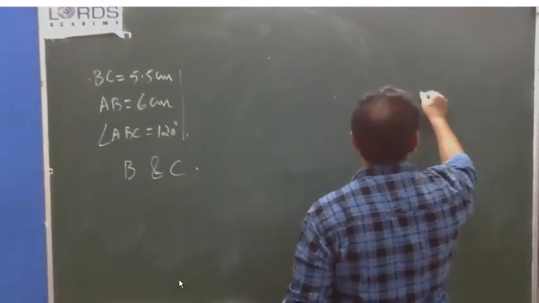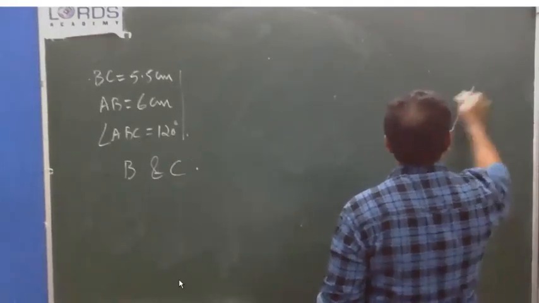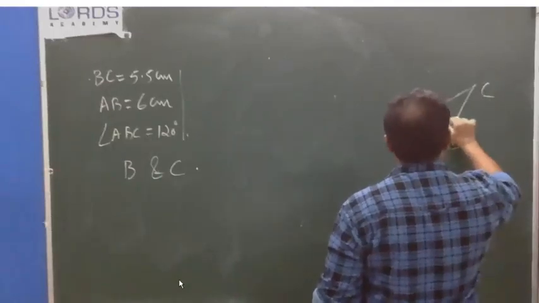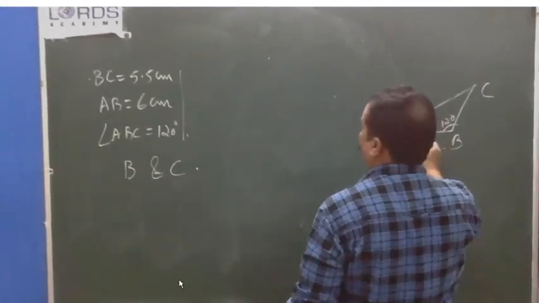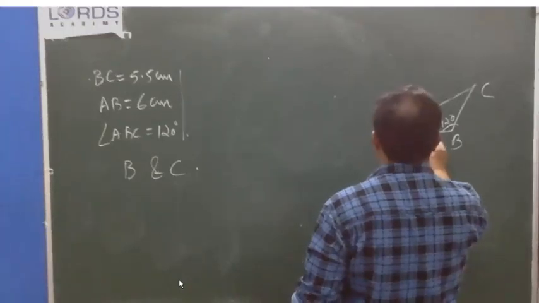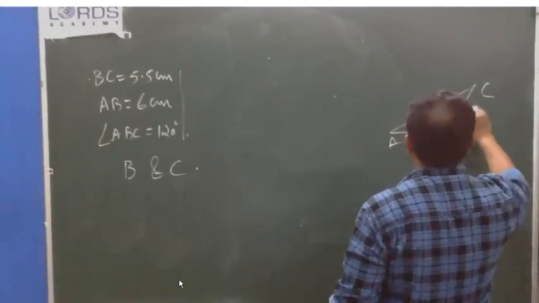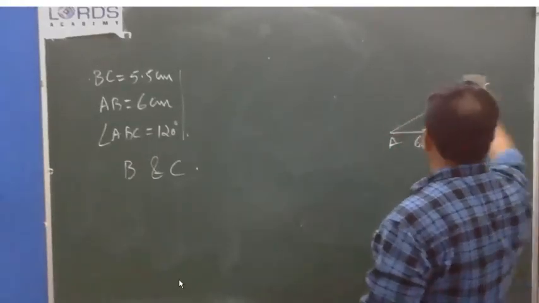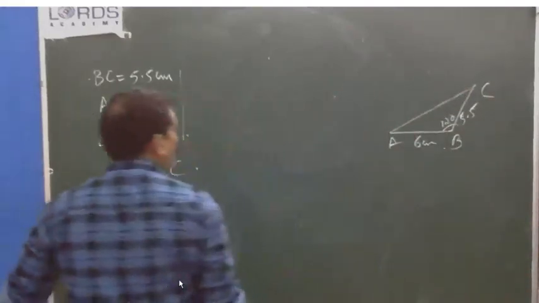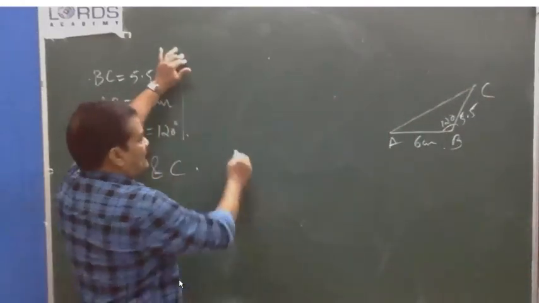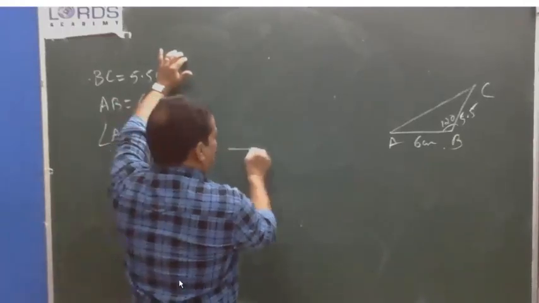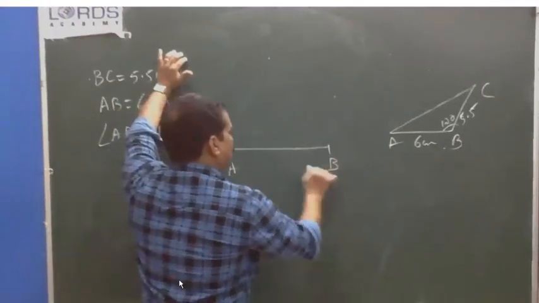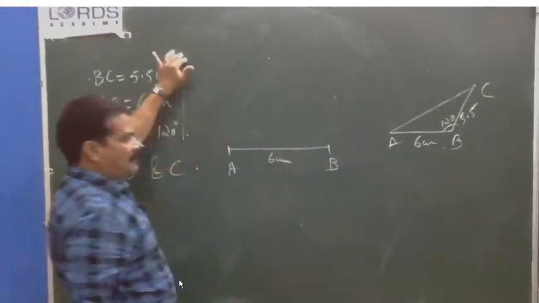Rough figure. ABC. This is 120 degree. AB is equal to, sorry, 6 centimeter. BC is equal to 5.5. Angle ABC is 120. Then you draw this. From this, first point, AB 6 centimeter. Draw it.